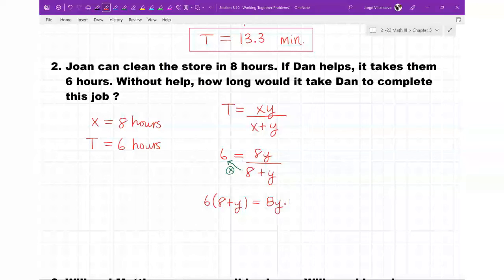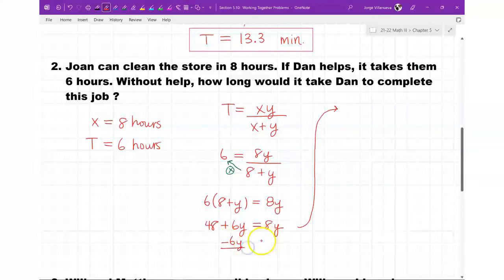So now distribute. 6 times 8 is 48. Plus 6 times Y is 6Y equals 8Y. I'm going to kind of move the work over here. What do I have to do to both sides? Yeah, subtract 6Y, right? So let's do minus 6Y, minus 6Y. So it's going to become 48 equals 2Y.